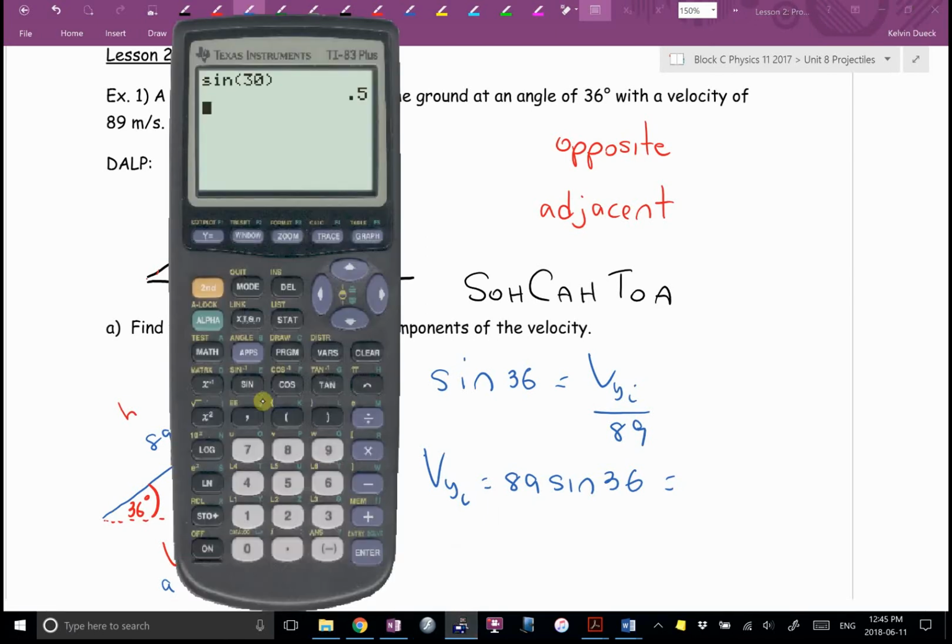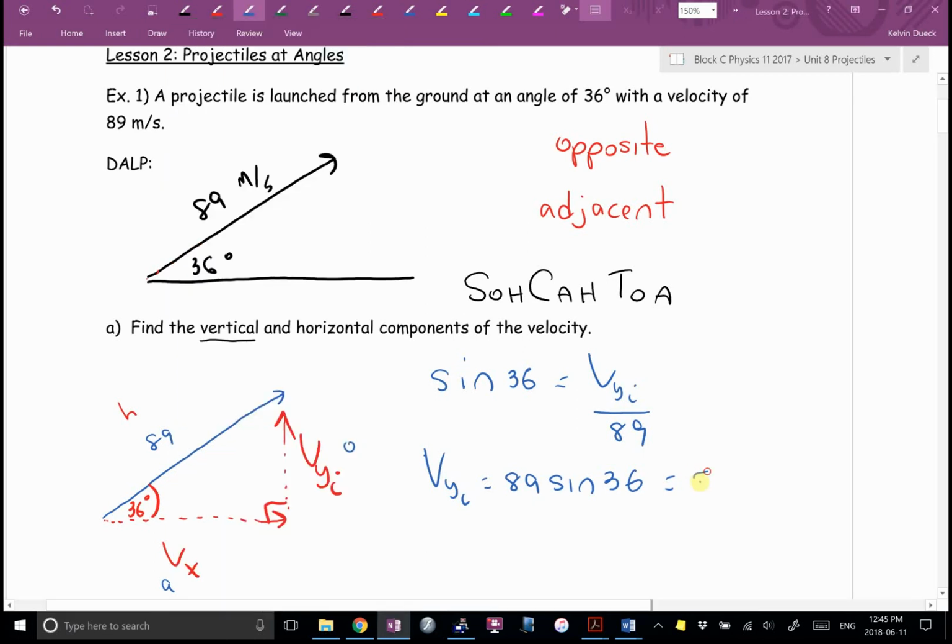I tend, instead of typing sine 36 times 89, because I'm never sure if my calculator thinks that that 89 is part of the angle or not, I almost always put the 89 in the front like a coefficient, and then I go sine 36. What do you get? To, let's say, 4 decimal places, or 4 or 5 sig figs. I'm going to go 52.313. And the reason I'm carrying extra sig figs is, although you don't know this yet, I'm going to use this again. So I don't want to round off and then use a rounded off answer to find another rounded off answer.